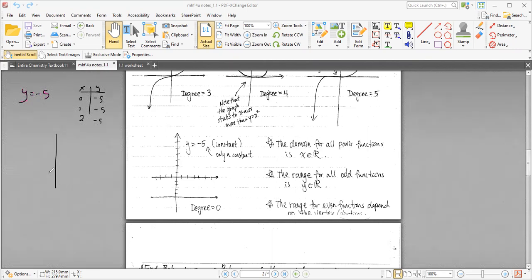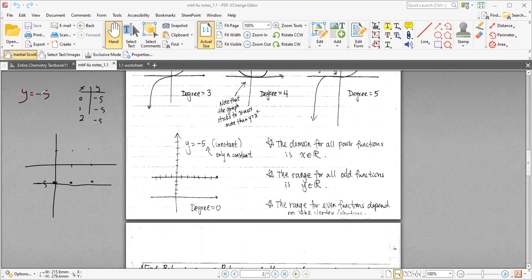You can really draw that easily. So at 0, let's say 5, at 1 is 5, at 2 is, sorry, this is negative 5. I have to do the negative. Let's say this is negative 5. As you see, this is the line, right? This is a straight horizontal line.